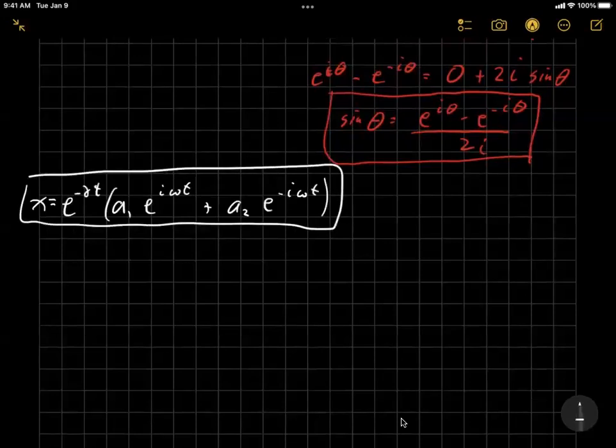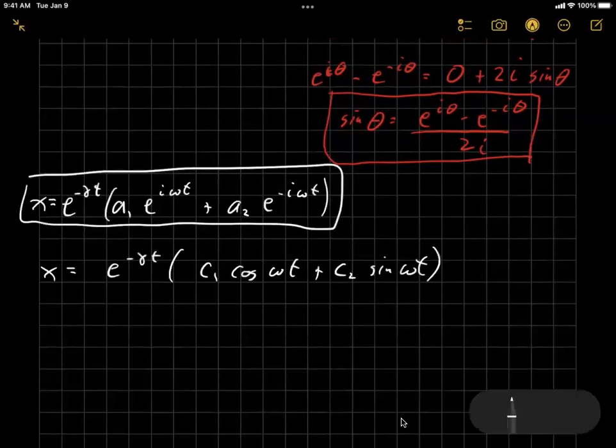And then it was stated that magically, with Euler's equation, we could say that it was really equal to e to the negative gamma t times C1 cosine omega t plus C2 sine omega t. So we need to show that those are actually equivalent expressions. And we might also see why we want to use the cosine and sine version instead.